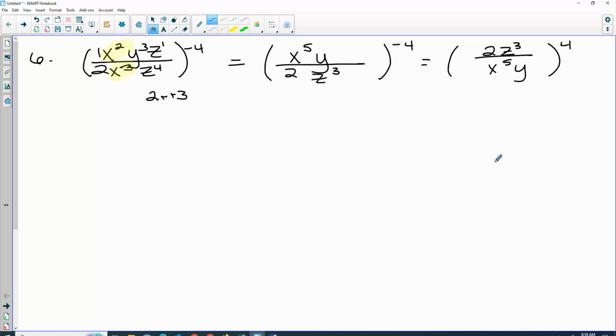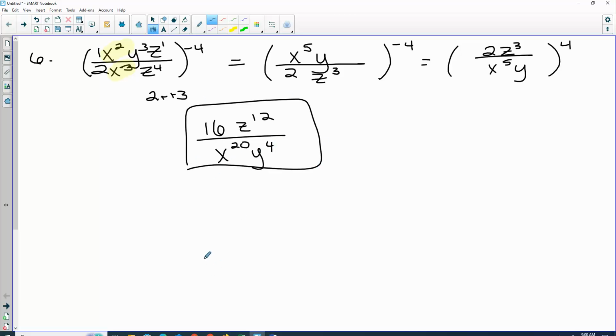Then we take the 4th power to everything. So 2 to the 4th becomes what? It means 2 times 2 times 2 times 2, so that's 16. With the exponents, power to a power, you multiply, so z to the 12 over x, 5 times 4 is 20, y to the 4. And so that would be our final answer. Is that one okay?